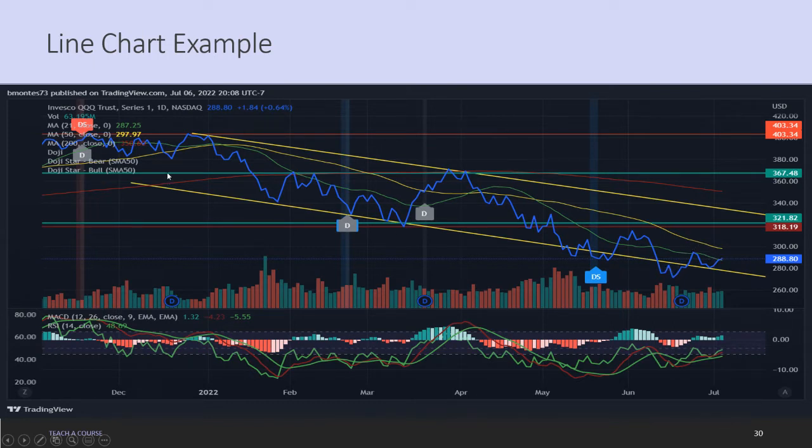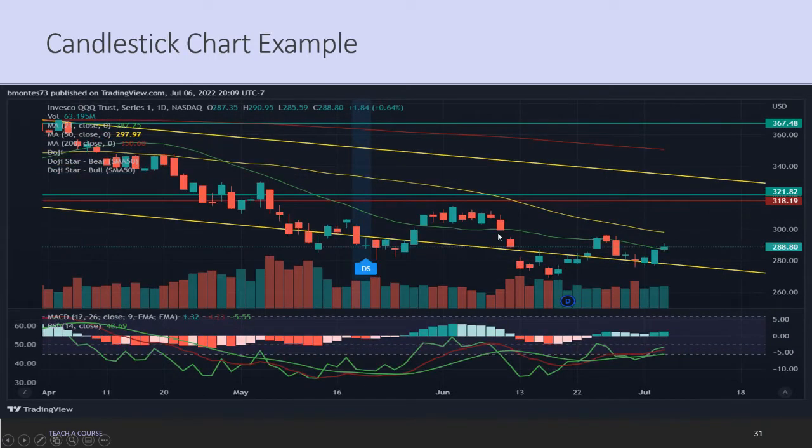So this starts to give you an analysis on what the QQQs are doing and will help you establish trading opportunities based on the indicators within this. So that's one of the reasons why you would want to open up a line chart. Now, from a day-to-day perspective, we use candlesticks.